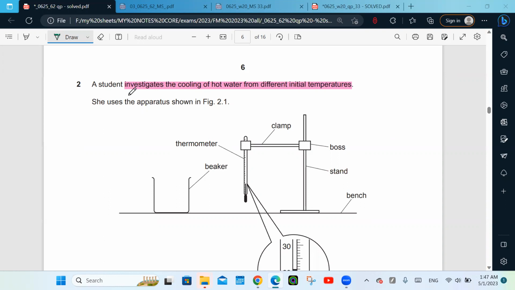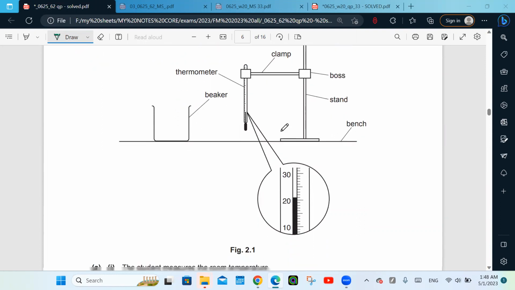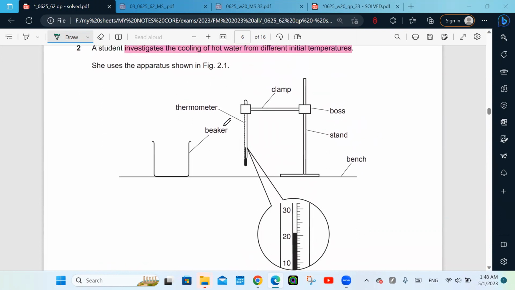The student needs to investigate how the rate of cooling is affected by the initial temperature, okay? How the initial temperature in different containers or different liquids or different temperatures will affect the rate of cooling. So here you have a diagram. She uses apparatus like the one shown in this figure. You have a thermometer and a clamp and a stand and a beaker.